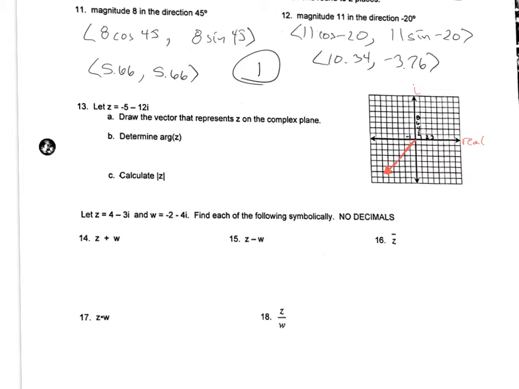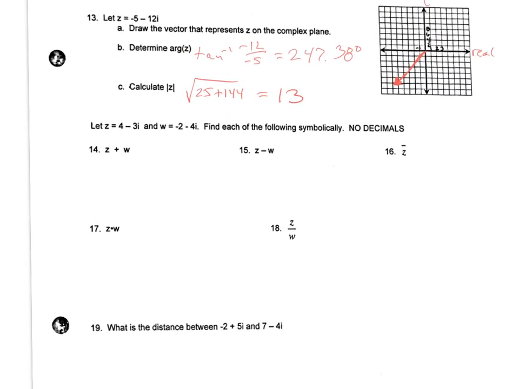The argument is going to be the inverse tangent of b, not the i, just the b part over the a. And so then this would be in the third quadrant, of course, 247.38 degrees. And then to calculate the length, you do the square root of 5 squared and 12 squared. You drop the negatives, you drop the i, and this works out to be 13 exactly.